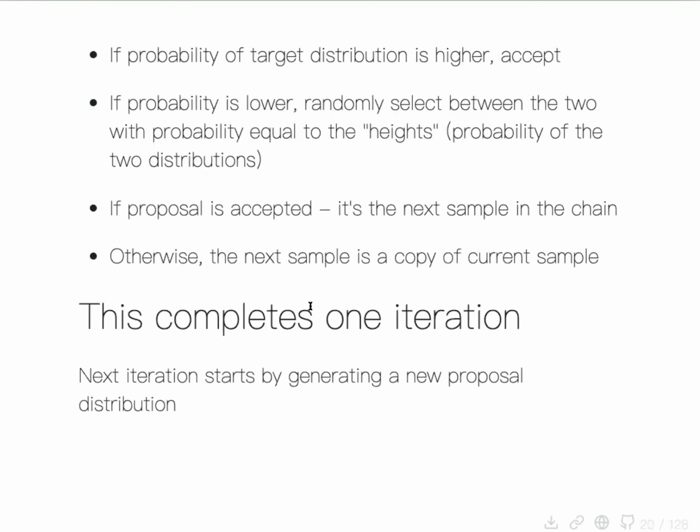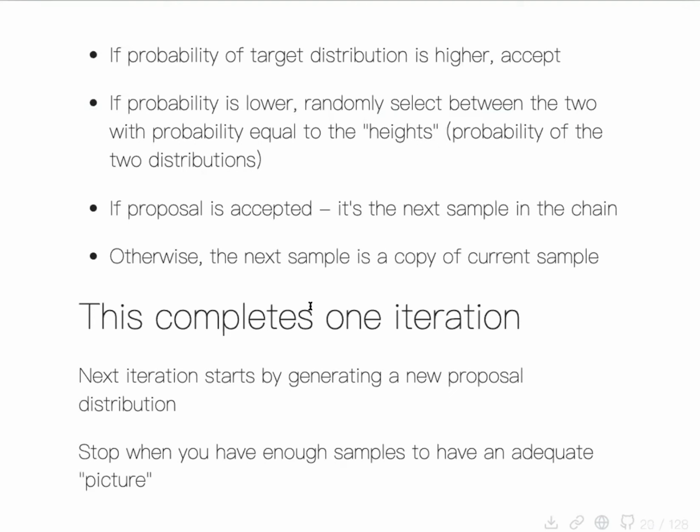That completes one iteration. So you're going to stop. There's no convergence, no point where you say, okay, now we are done. You just stop when you feel like you have a good enough picture of the thing that you're estimating. That could be 100 samples, it could be 500 samples, it could be 50,000 samples.